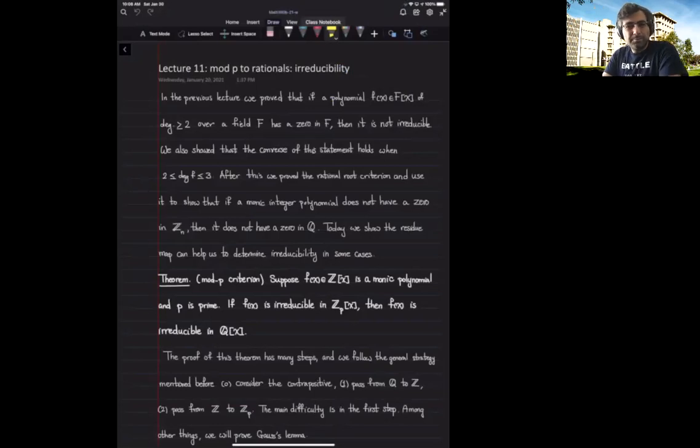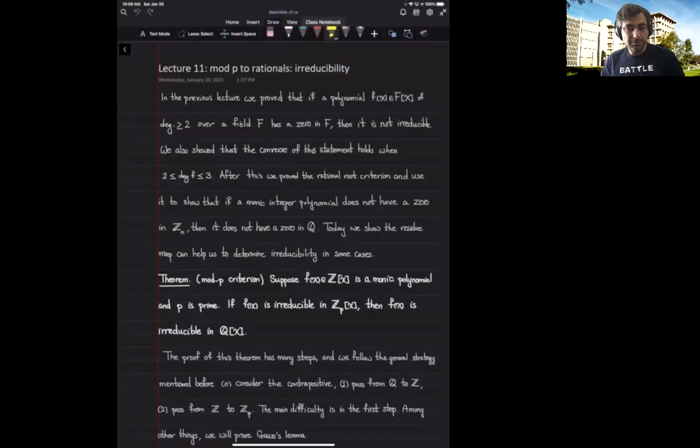Hello. Let me briefly mention that in the previous lecture, we showed that if a polynomial has at least degree 2, and if it has a 0 inside the field F, the field of coefficients, then it cannot be irreducible. In fact, by the factor theorem, it has a factor of x minus a if a is a 0 of the polynomial. And the converse of this statement holds as soon as the degree is either 2 or 3. And we call this the degree 2 or 3 irreducibility criterion.